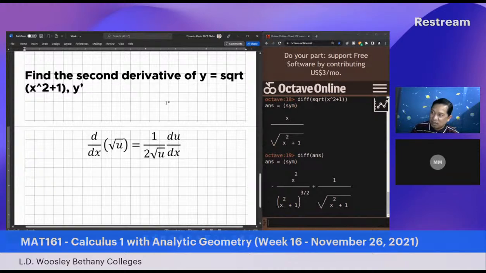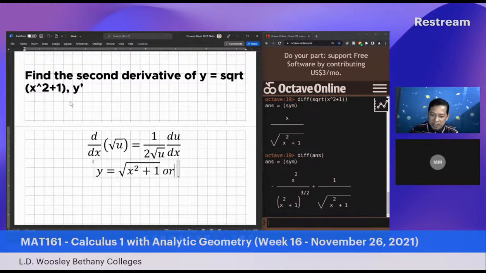So based on this equation, y is equal to the square root of x squared plus 1. Perhaps you may express this in terms of non-radical form. How will you do that? By transposing the radical to the other side, meaning we are avoiding radicals in our differentiation.